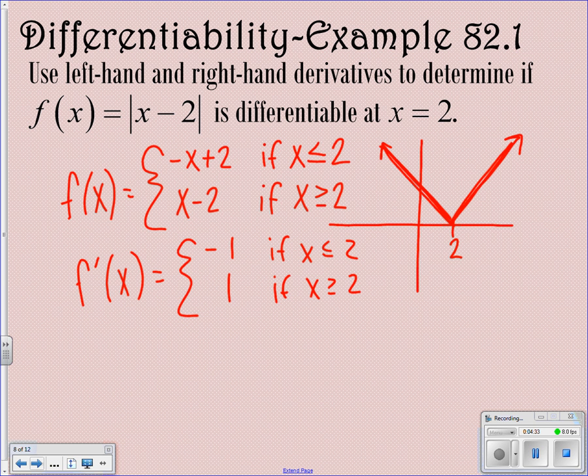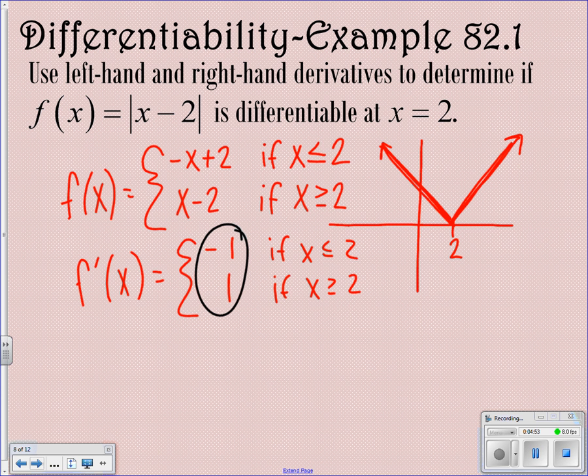Do these two limits match up? Well, obviously not. They're not the same number. One of them is our left hand and one of them is our right hand derivative. Since they don't equal the same number, that means that it is not differentiable at that value.